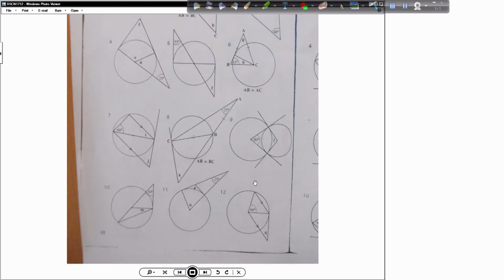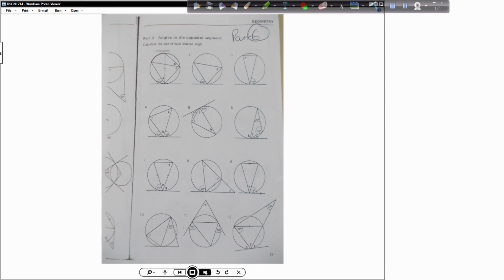Okay. Right. What I would like you to do, have a go at question 6, and we're going to move on to the next type now. Everybody do question 6. Done? Part 6.